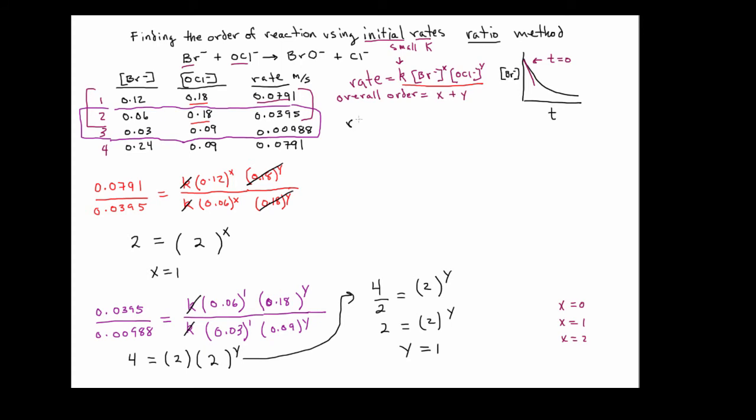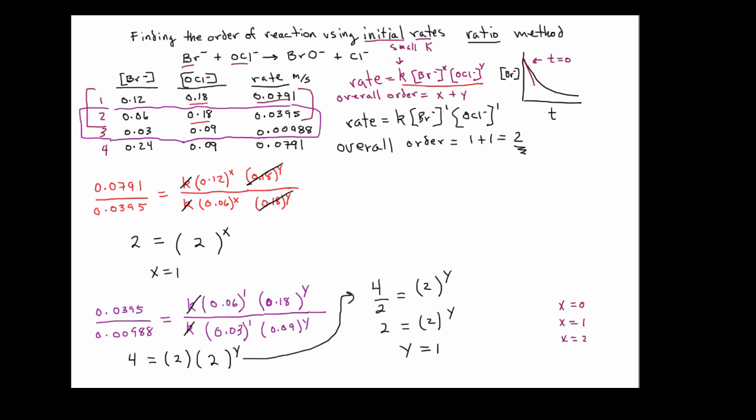So now I can write the rate law. The rate law is going to equal K times Br minus raised to the first power times the OCl minus also raised to the first power. The overall rate, or excuse me, the overall order, will be 1 plus 1, and I'll write it out to be clear, which is equal to 2. That's the overall order of the reaction.